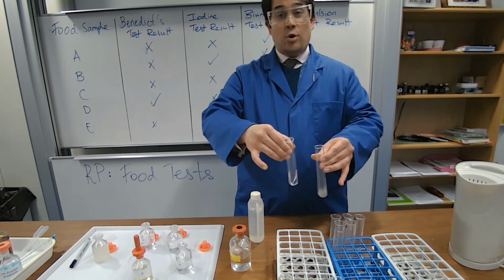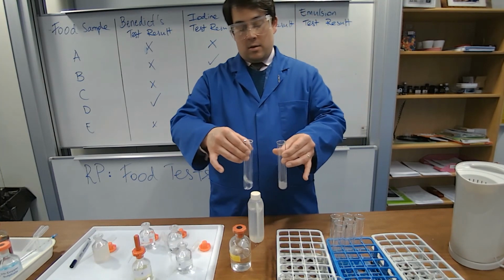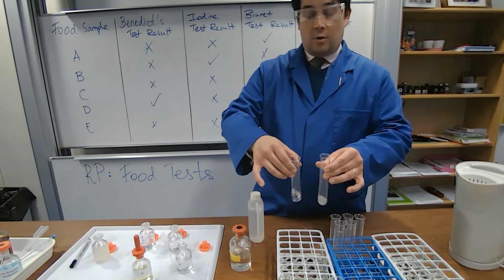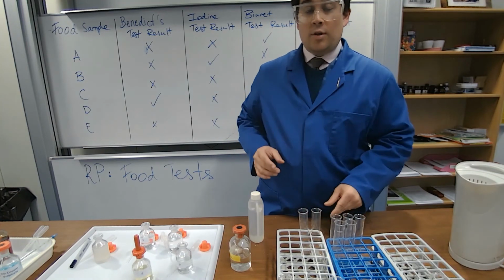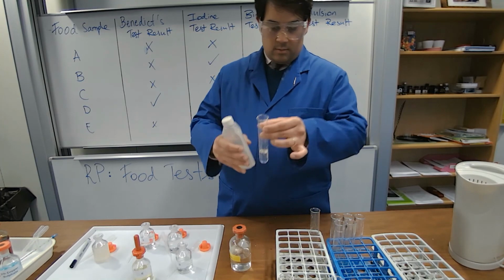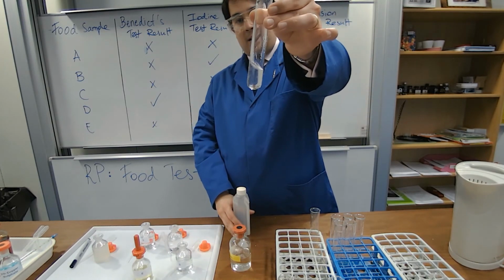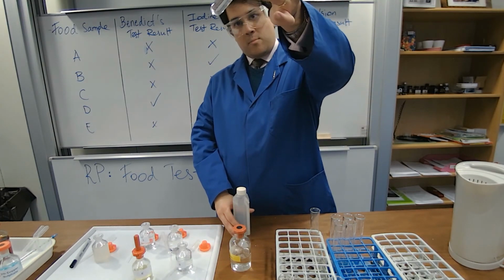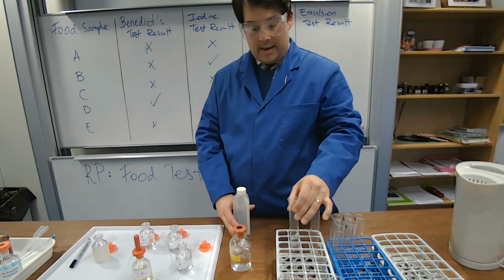We're then going to add water, and if fats are present, or a lipid is present, it will turn the water a nice cloudy white. So let's do it with C first. And we can see it's clear still, so there's nothing going on there. So that's a negative for that test.